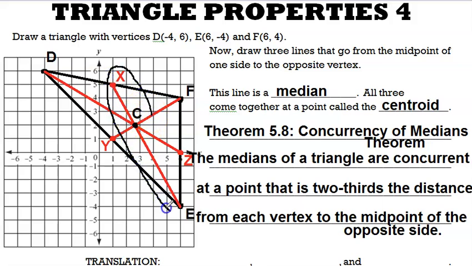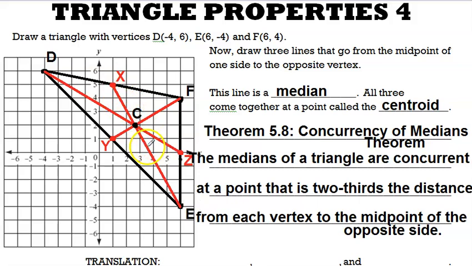So the entire median went from E to X. Now, if you look at the distance from E to C and then the distance from C to X, you can kind of tell that they're not the same distance. You can kind of tell that EC is longer than CX.